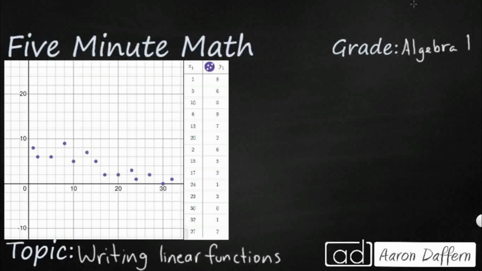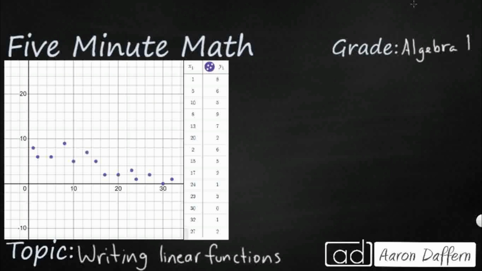Today we are looking at the Algebra 1 concept of linear functions, specifically how we can write them, given either a scatter plot or just a set of coordinates, and we'll do it in 5 minutes or less. So we spent a lot of time in Algebra 1 taking a linear function and then putting it onto a graph, but now we're going to do the opposite.